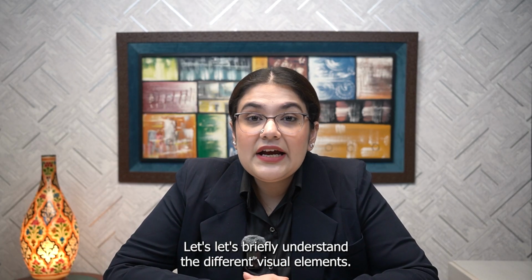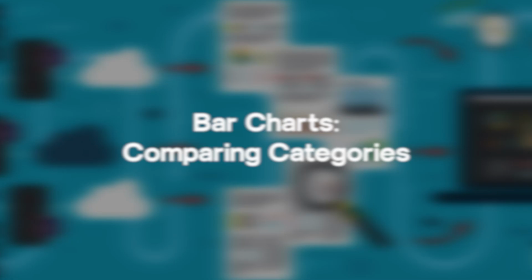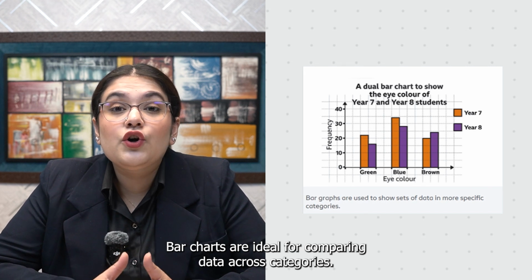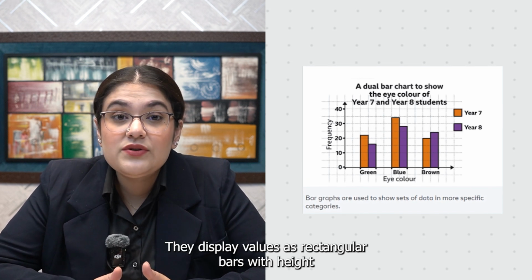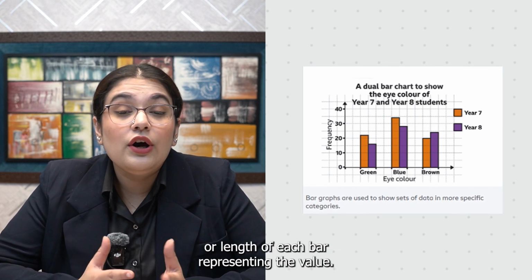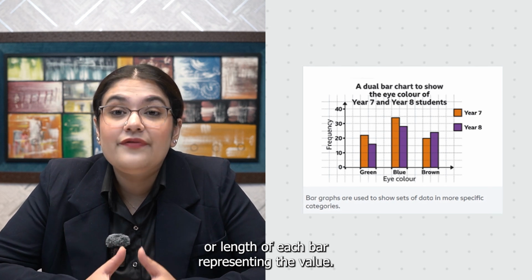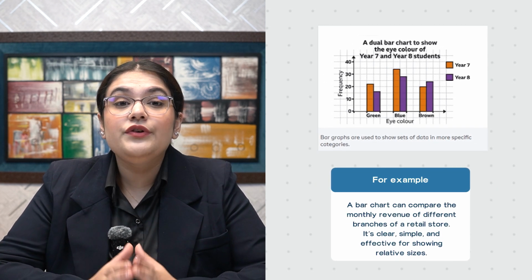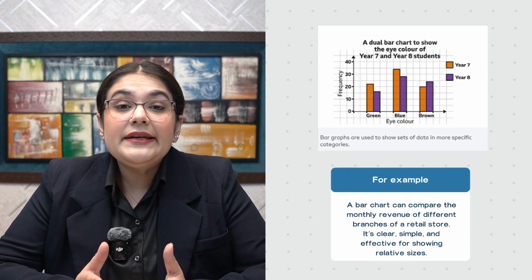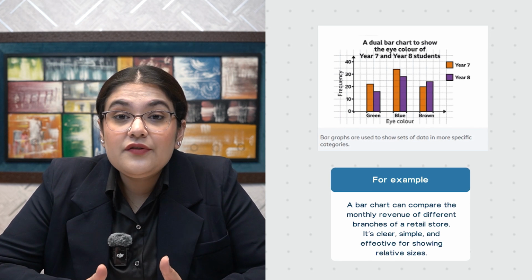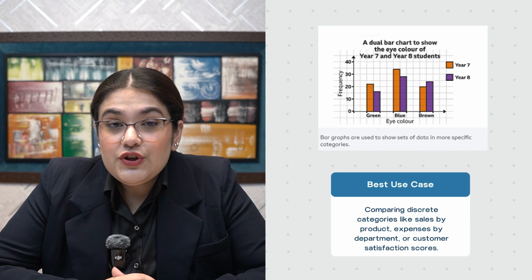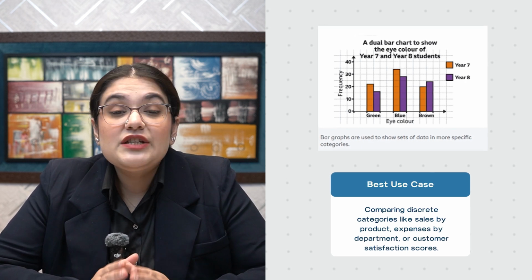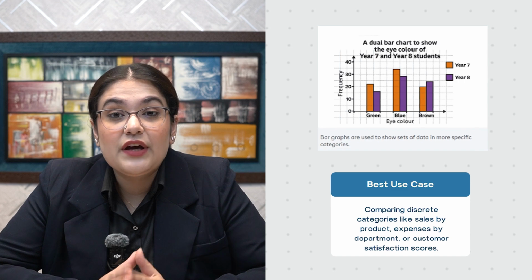Let's briefly understand the different visual elements. Bar charts are ideal for comparing data across categories. They display values as rectangular bars with height or length of each bar representing the value. For example, a bar chart can compare the monthly revenue of different branches of a retail store. It is clear, simple, and effective for showing relative sizes. Best use case: comparing discrete categories like sales by product, expenses by department, or customer satisfaction scores.